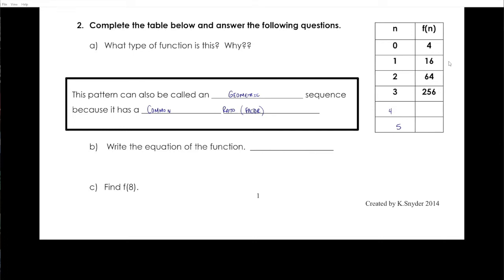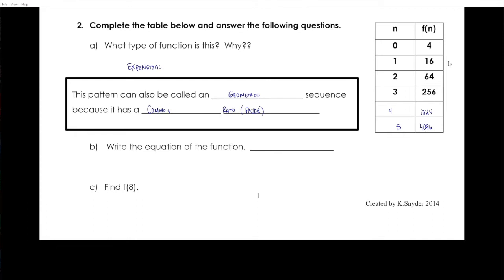So if we were multiplying 256 times 4, we'd get up to 1024. And like you guys all like to play on your Chromebooks, our next number would be 4096. So this is an exponential function, because we have that common ratio, that common factor.